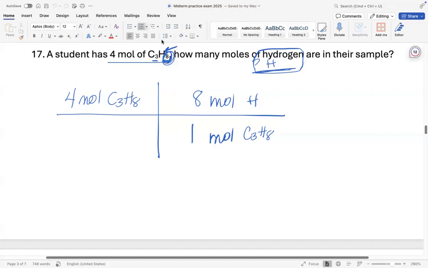All right, so we're out of moles of our entire compound. We're into moles of just the hydrogen. And so 4 times 8 is 32 moles of hydrogen, right? So this is the weird problem where it looks like it might be stoichiometry, but there's no balanced equation. And that's when we're going to use the numbers from the molecule or the compound itself. All right. Any questions?